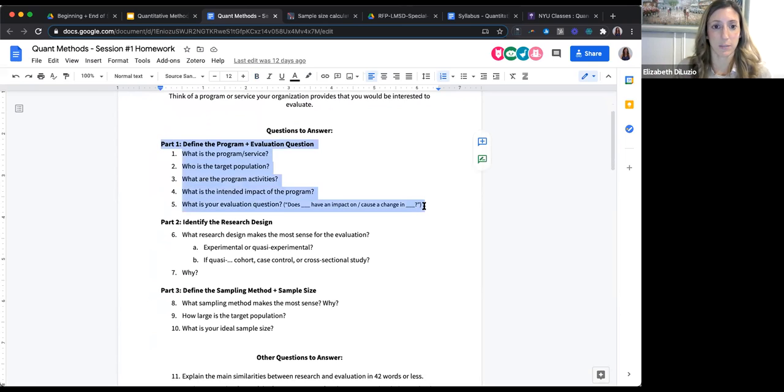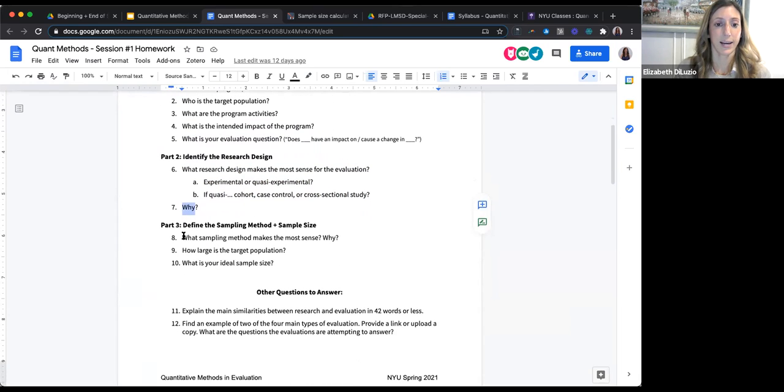And these are broken down just the way that we did it as a big group. So 1, what is the program or service? Who is the target population of that program or service? What are the program activities? What's the intended impact? And what's your evaluation question? And then next, which research design makes the most sense? And that's a 2-part question: experimental or quasi, and if quasi, which type? And then the why, that one's really important. And then next is sampling method and sample size. So what sampling method makes the most sense? And again, don't forget that why. I grade that part heavily. And then how large is the target population? Again, you just go to that calculator online and figure that out. Or, I'm sorry, the target population, if you don't know it, use open data, or if you can't use open data, estimate it. And then what is your ideal sample size? That's with the sample size calculator that's online.